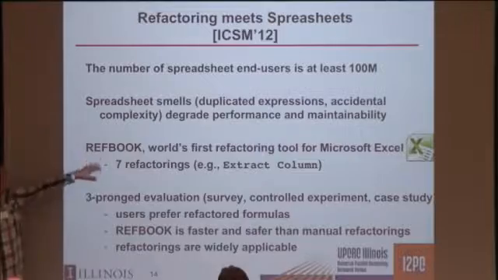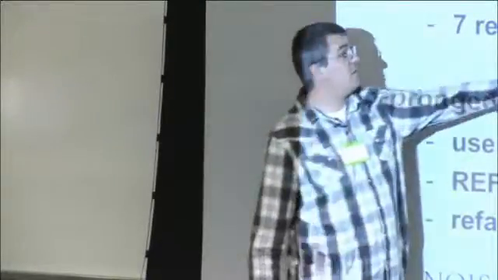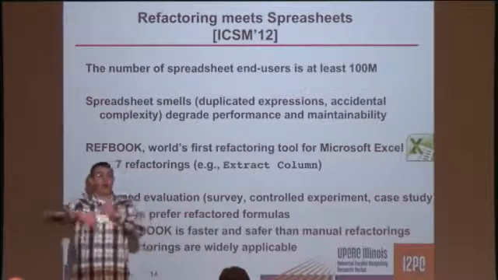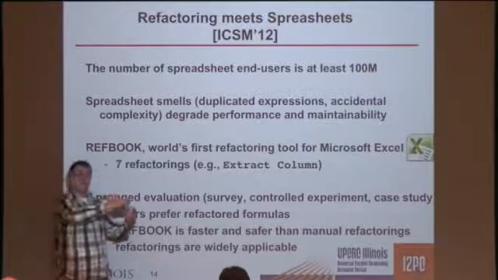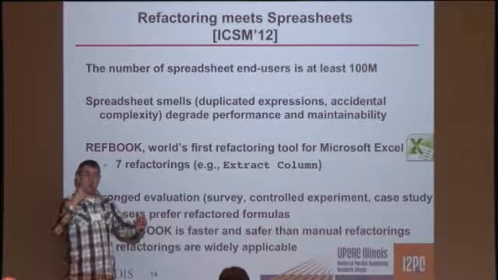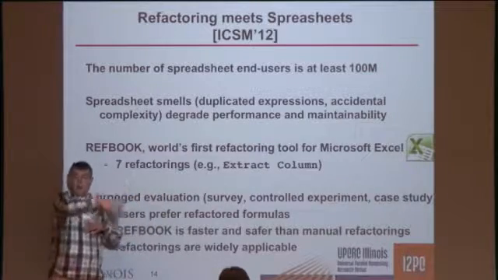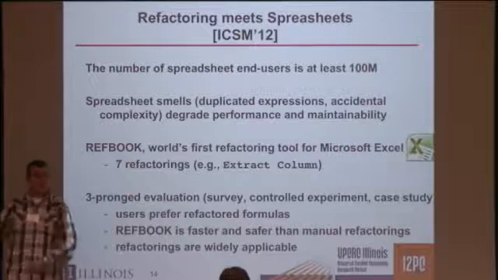So we developed RefBook. This is the world's first refactoring tool for Microsoft Excel formulas. And right now we are supporting 7 refactorings. Here's an example of one of them. You can look in a table. You can extract a sub-expression from a complex formula and extract it into its own column. And then the tool itself will go and find other instances of the same sub-expression in other columns and replace all those instances with the new column that you just extracted.